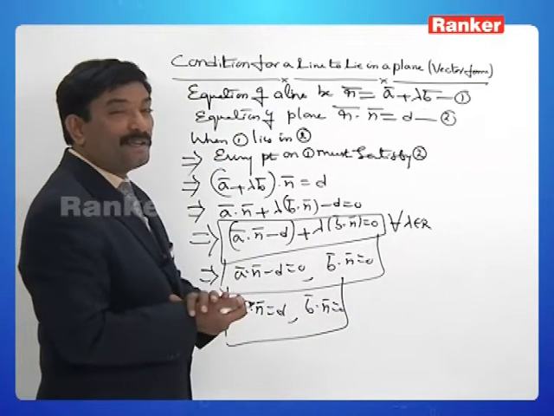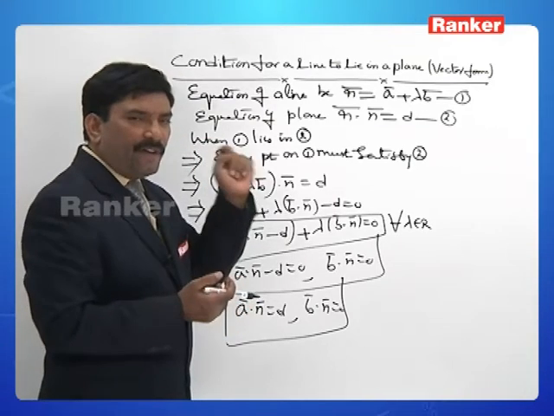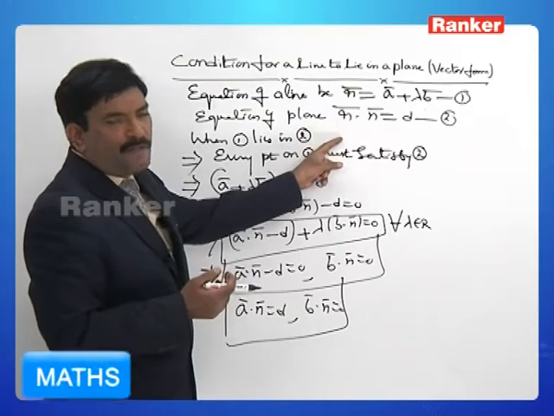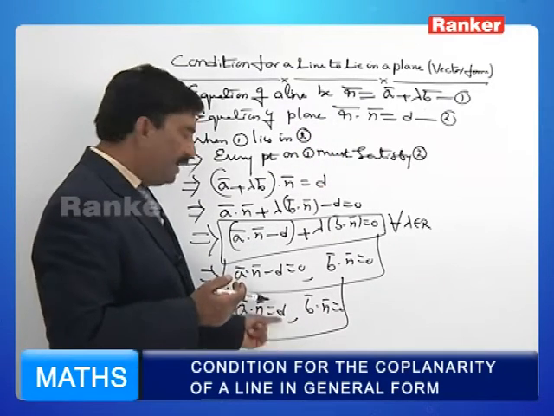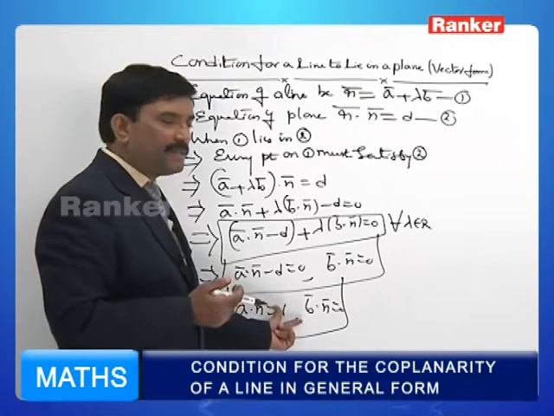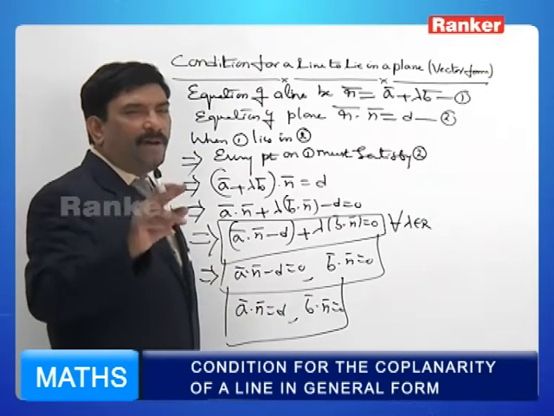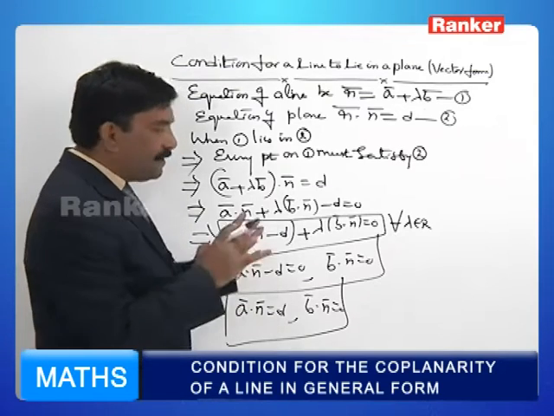This is the condition for when the line, in vector form, completely lies in a plane. It is also in vector form: b bar dot n bar is equal to 0. It's a scalar product equal to 0. It means that b bar is perpendicular to n bar. Okay, these are the conditions.